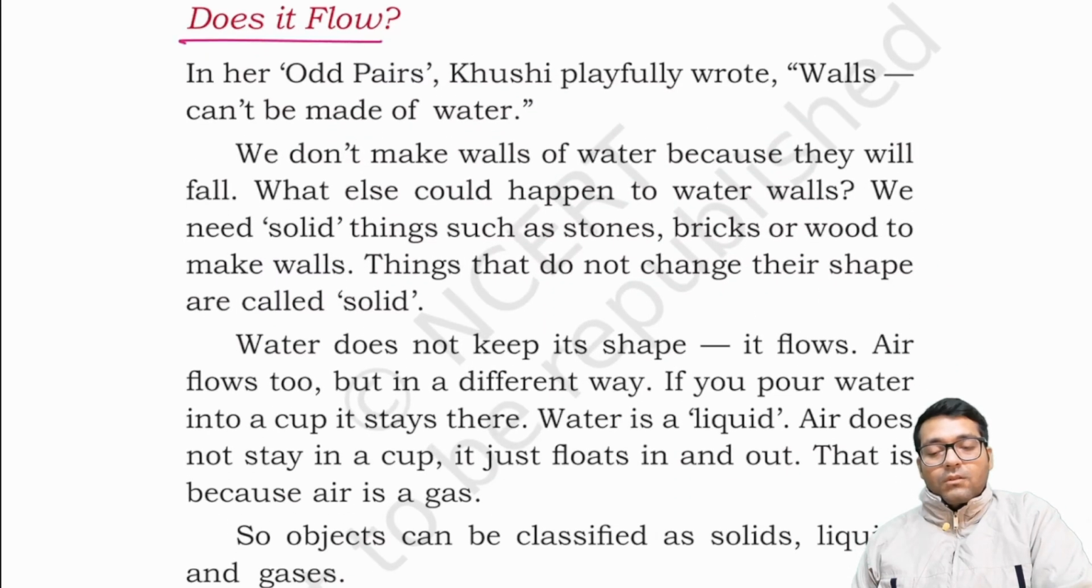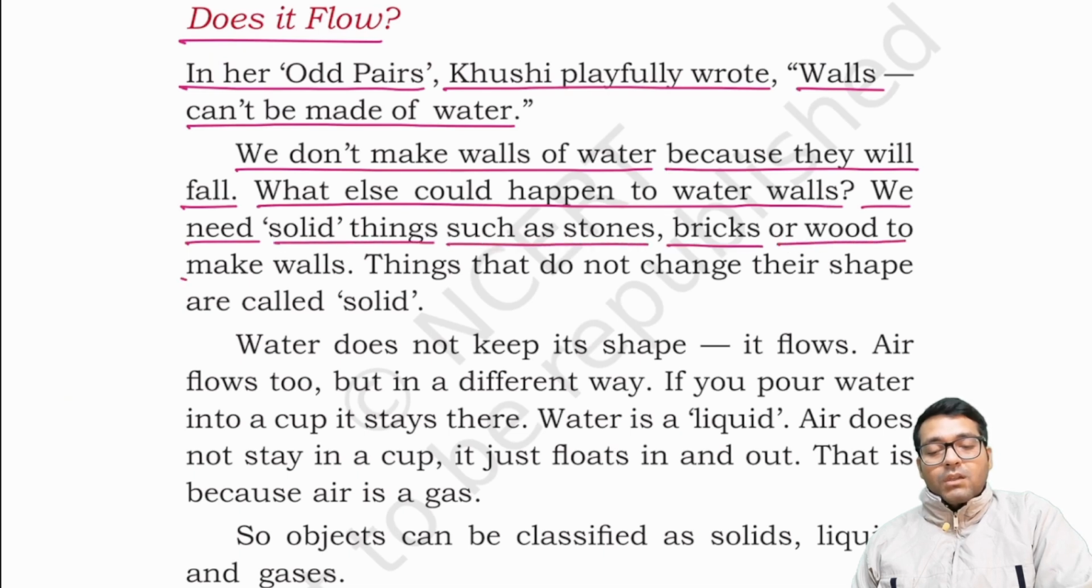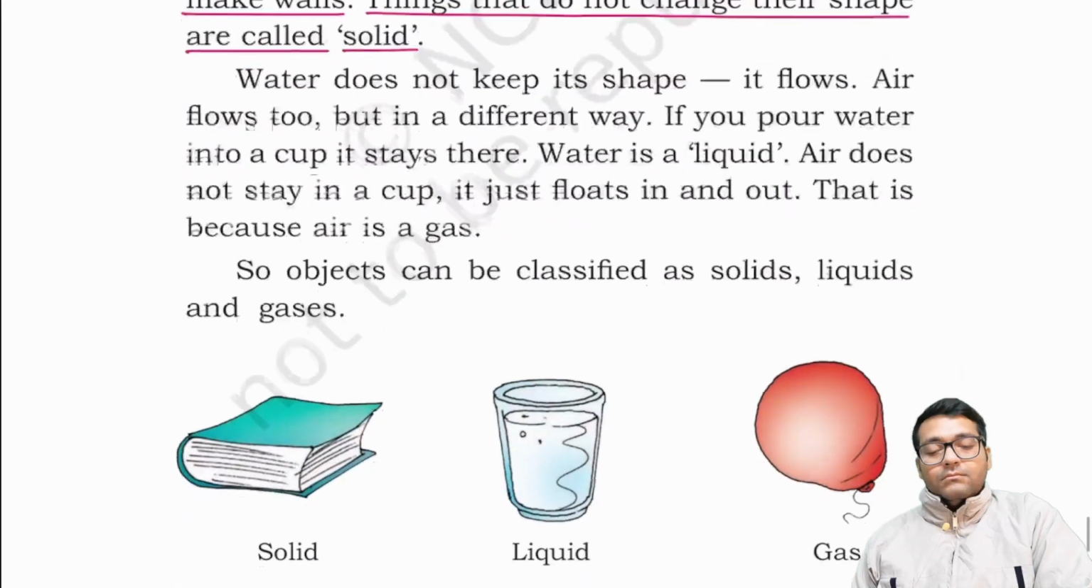Does it flow? In her odd pairs, Khushi playfully wrote, walls can't be made of water. We don't make walls of water because they will fall. What else could happen to water walls? We need solid things such as stones, bricks, or wood to make walls. Things that do not change their shape are called solid. Water does not keep its shape, it flows.